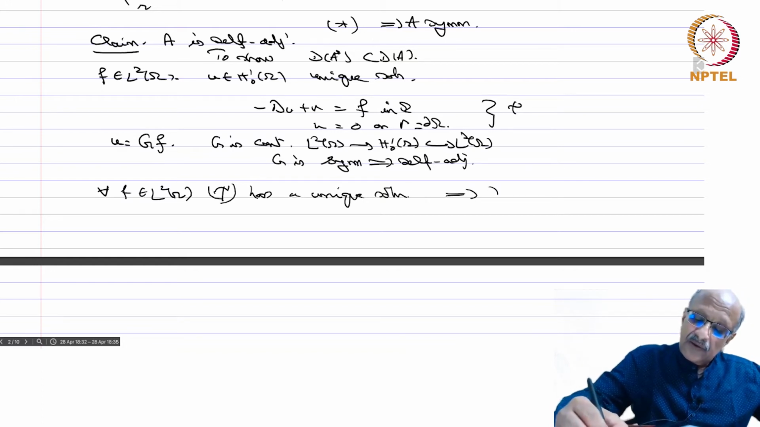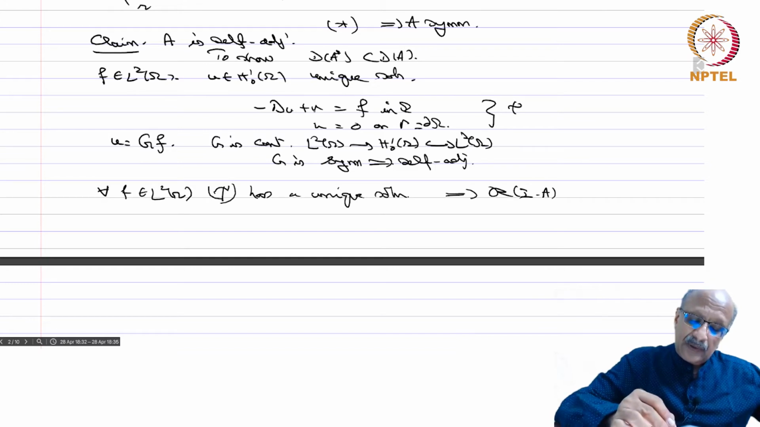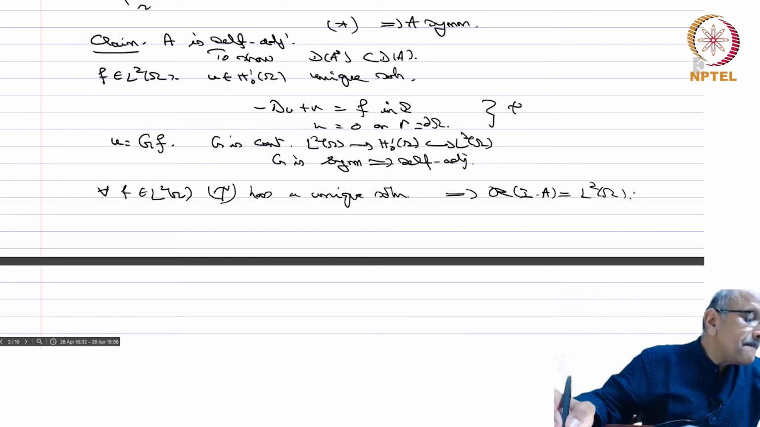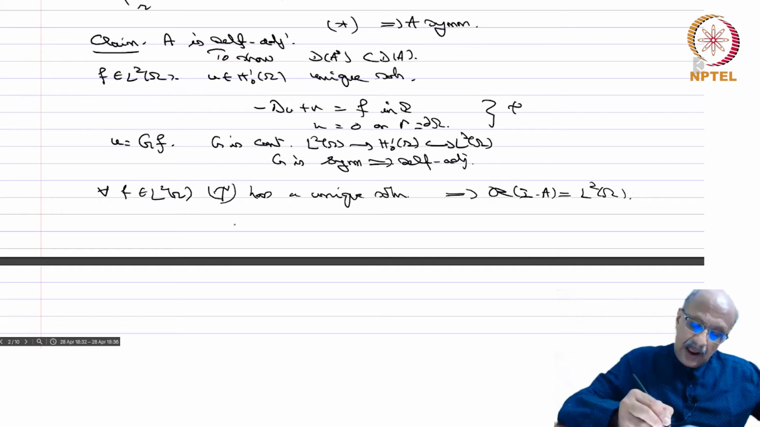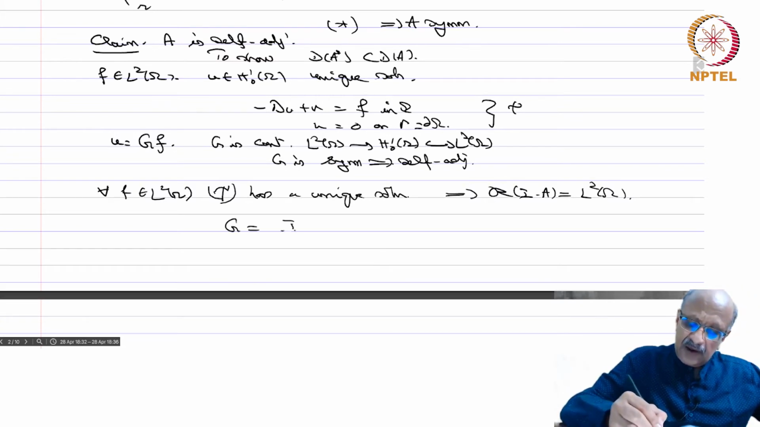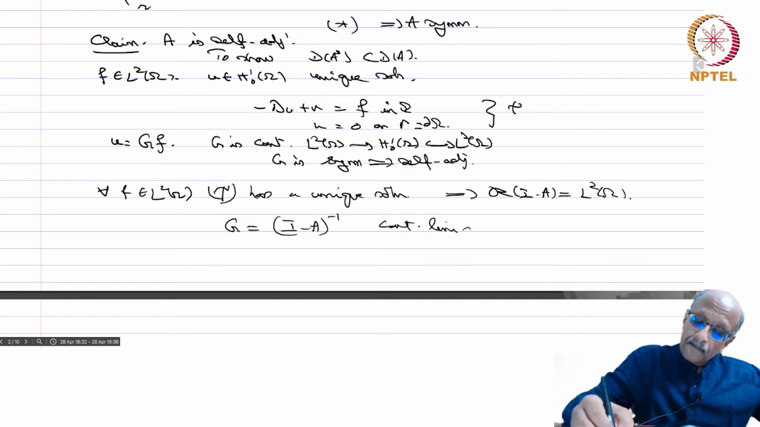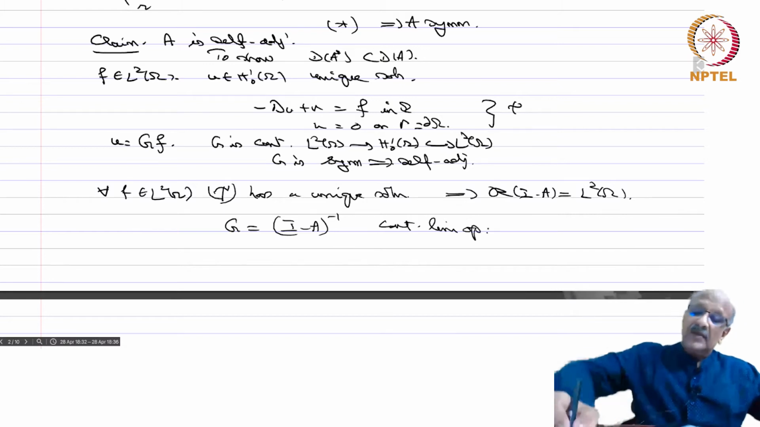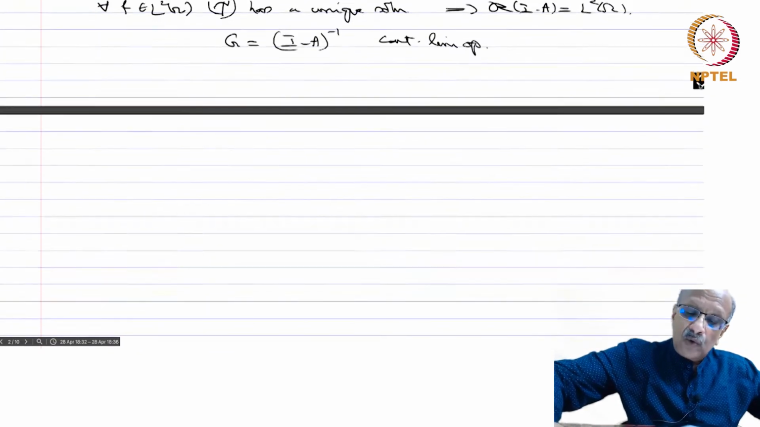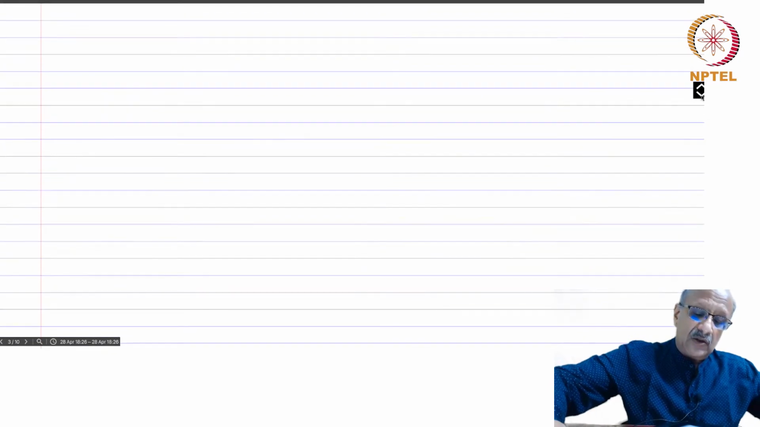Therefore, it implies that the range of I minus A is minus Laplacian u plus u, which is in fact the whole of L2 of omega. And G is in fact (I minus A) inverse, which is a continuous linear operator. So I minus A is an unbounded operator, but it has a bounded inverse. Okay, that can always happen.